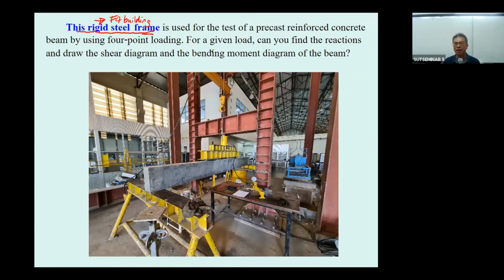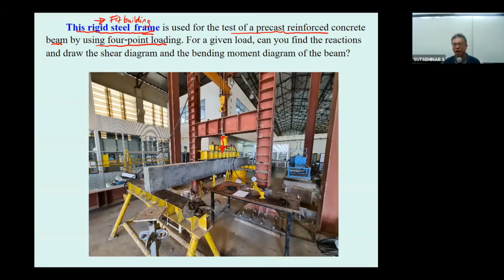This steel rigid frame is used for the test of the development of precast reinforced concrete beam in our lab for our master degree student Pichuto, by using the 4-point loading test. If you take a look, we have the steel loading frame. We used to have the load cell over here, and when you put the load into this transfer beam, that load will react back to the steel loading frame.